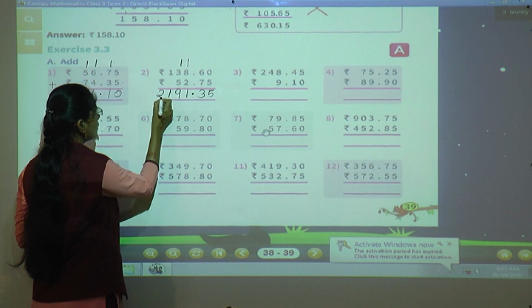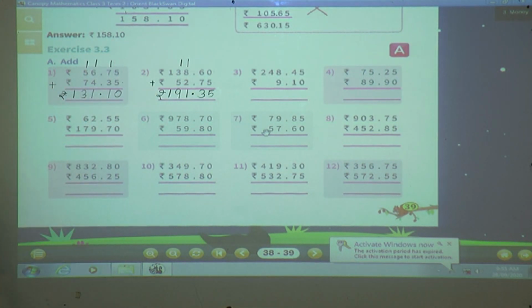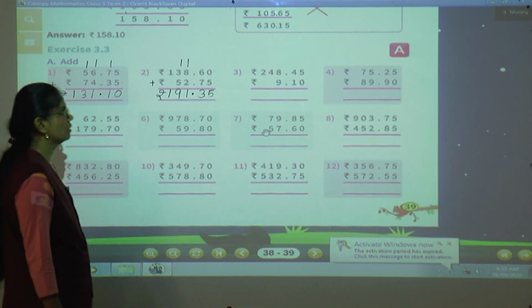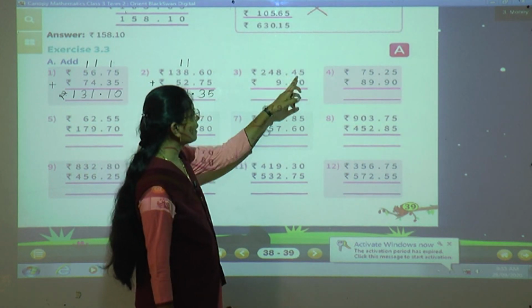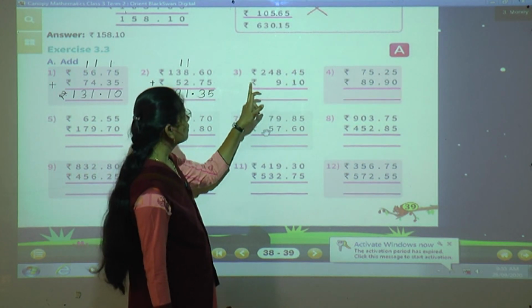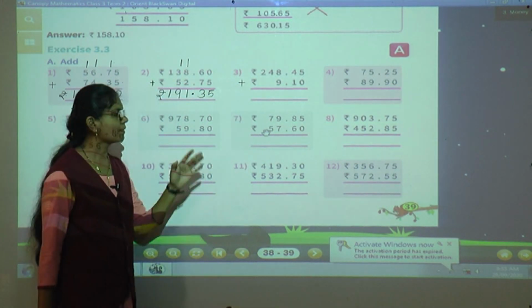And here also you have to give a symbol of rupees. Okay. So what is the addition? Answer rupees 191.35 means rupees 191 and 35 paise. Next example. See the third one, rupees 248.45 plus rupees 9.10. Start from the paise.